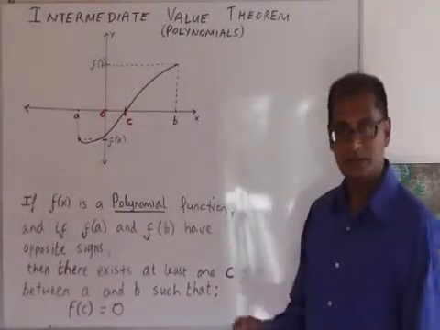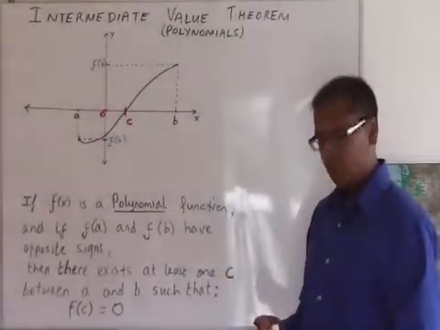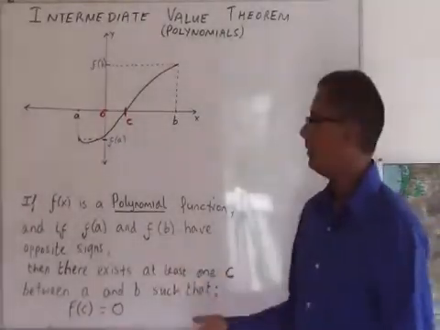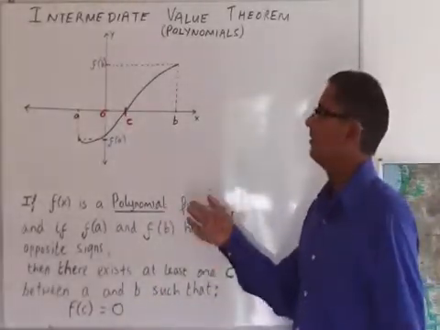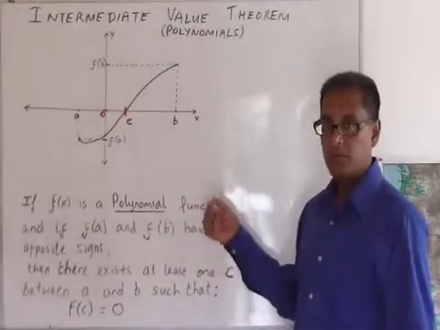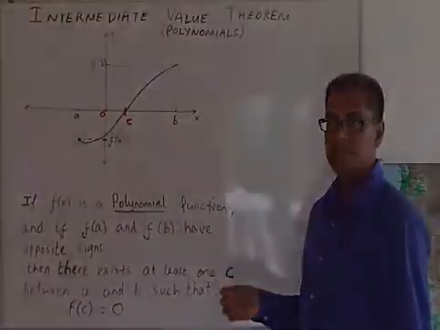And there's at least one. In this case, it's just one. But it says there's at least one, so there could be many more, depending on your graph. So let's see how we can apply this intermediate value theorem for polynomials to find the 0 specifically.